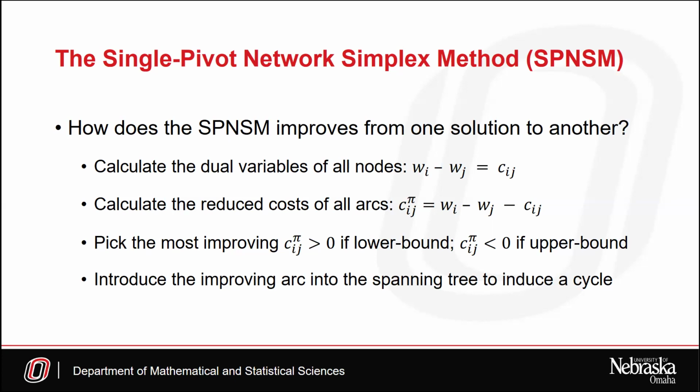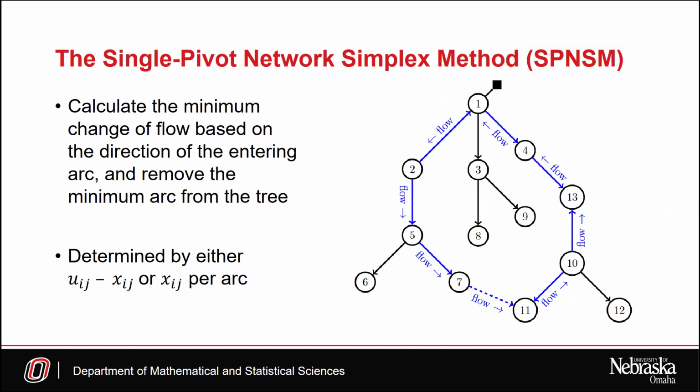We calculate the reduced cost using all these dual variables. And we pick the most improving reduced cost of a non-basic arc if it's at its lower bound, which means its flow value is fixed to the bottom. Or we take the least reduced cost if the non-basic arc is at its upper bound. And then we introduce the improving arc into the spanning tree to induce a cycle. An example of this is the following.